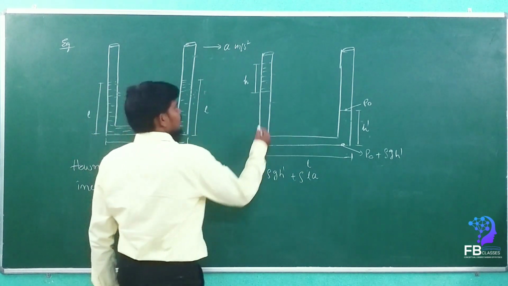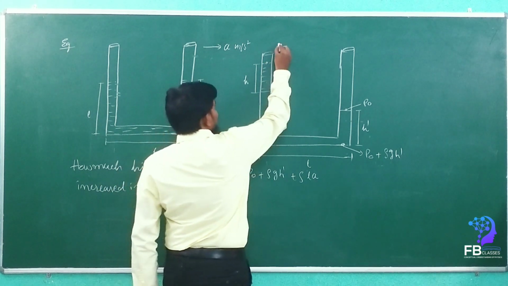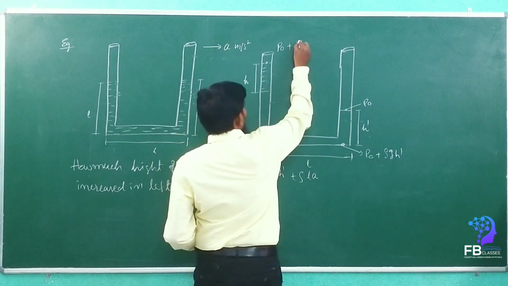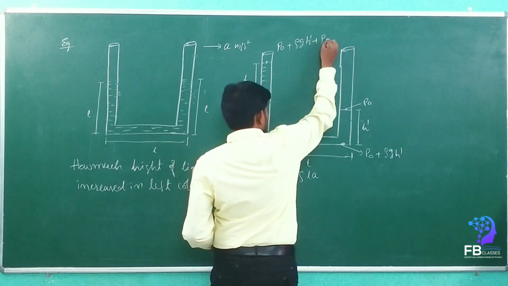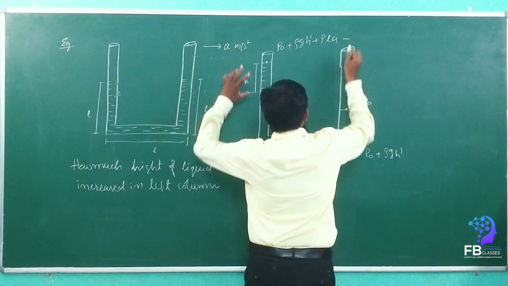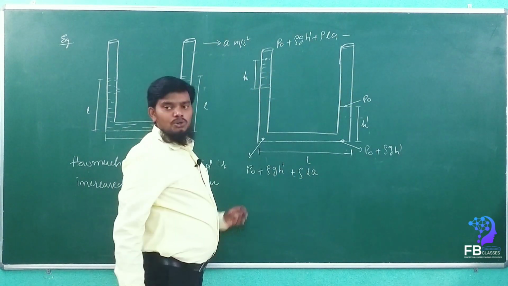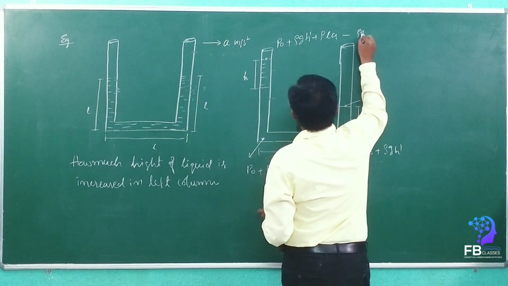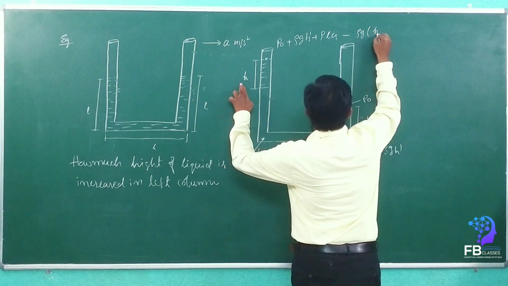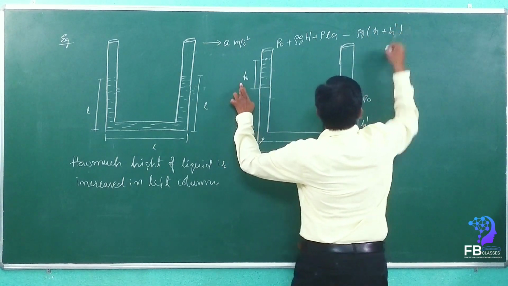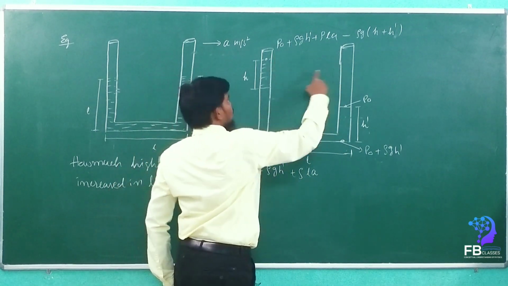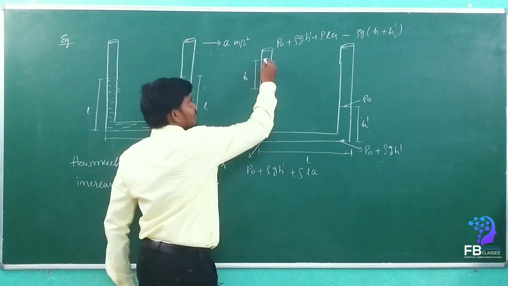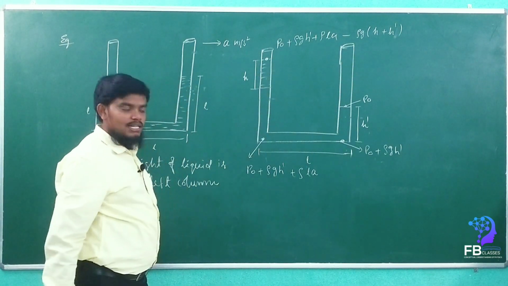Sir. When we come to the point here, it is P naught plus rho g h dash plus rho L A minus, because we are going vertically upwards, so this total pressure is going to decrease, yes or no? So it is rho g into h plus h dash. So this pressure is equal to atmospheric pressure again, yes or no? This total pressure is equal to the atmospheric pressure for this point.